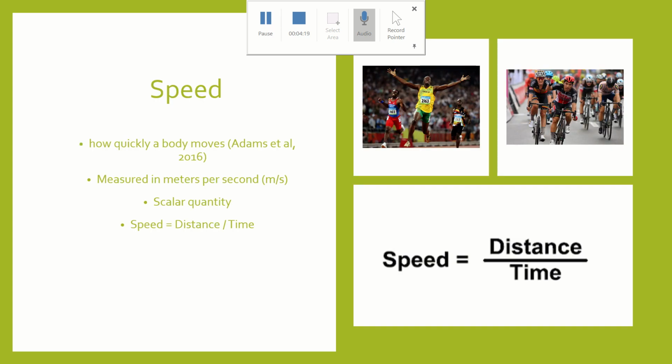Speed describes how quickly a body moves, and it is measured in meters per second. It is a scalar quantity. There is an equation to calculate speed: distance divided by time. For example, Usain Bolt ran his quickest 100-meter race in 9.58 seconds. To find out his speed, you would do 100 divided by 9.58, which equals 10.4 meters per second.